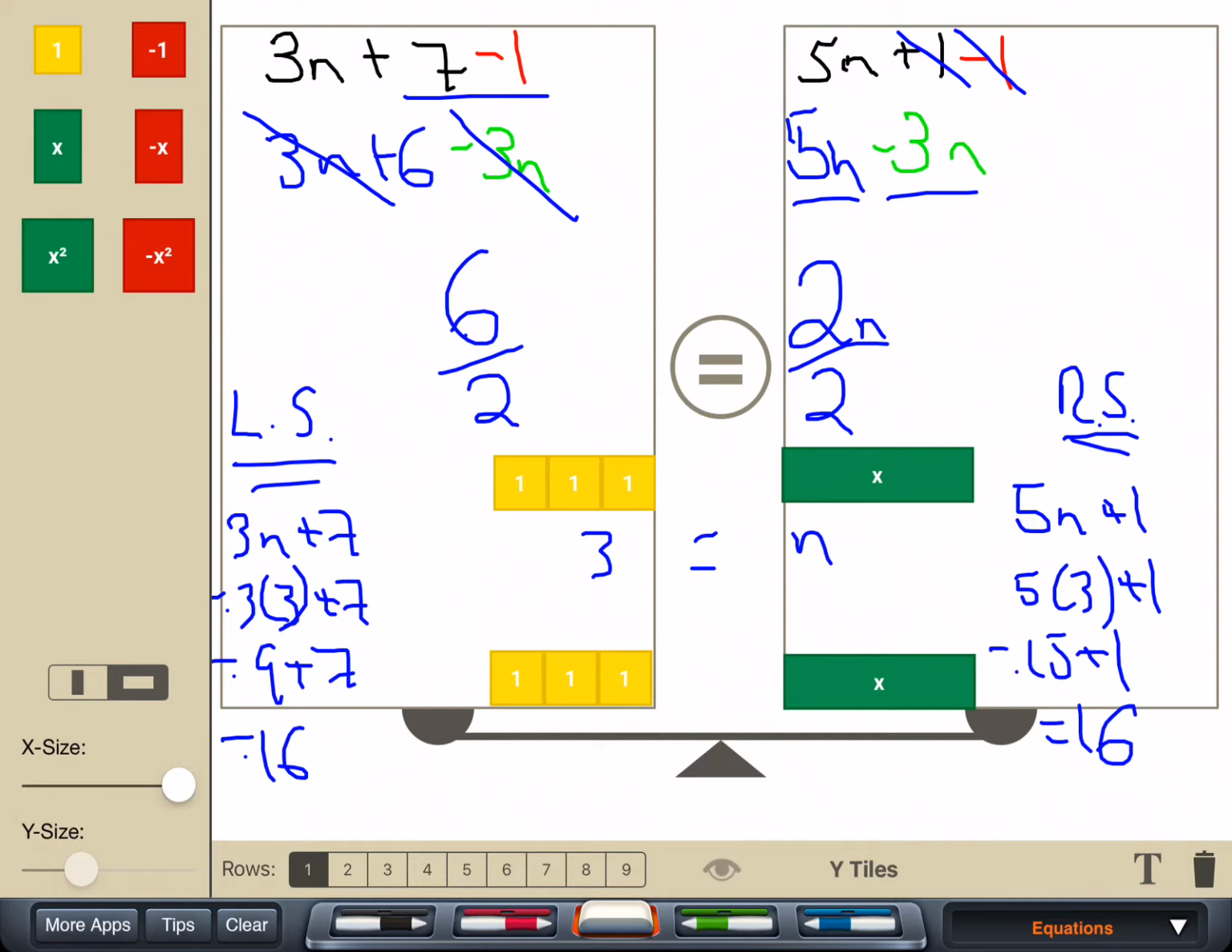And also very important, you must perform the same operations on the right side and left side in order to keep it equivalent. I hope this helps.